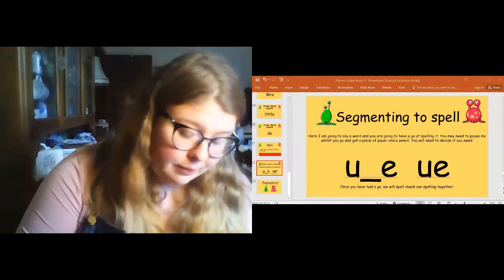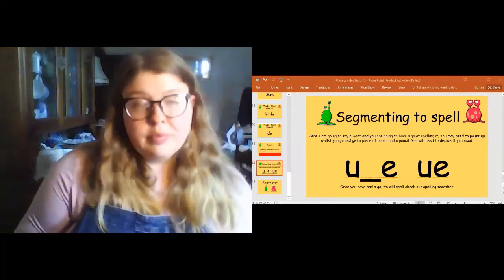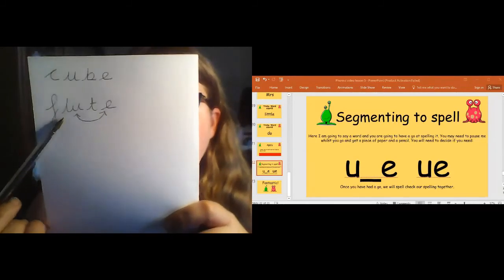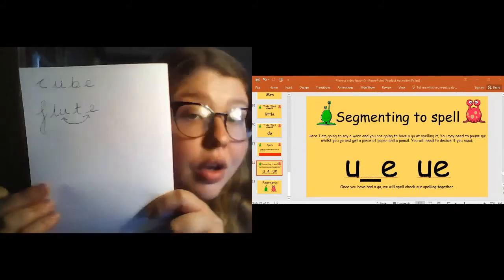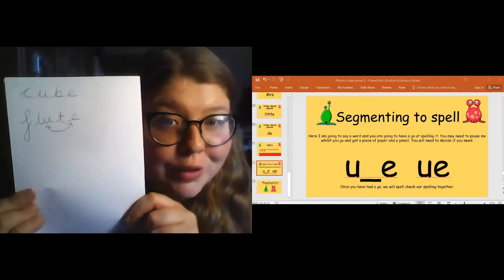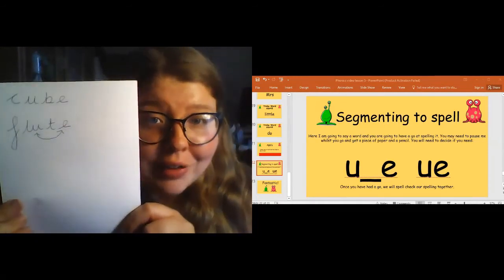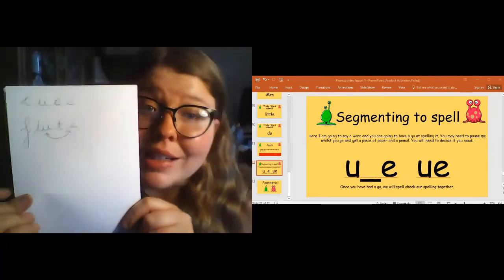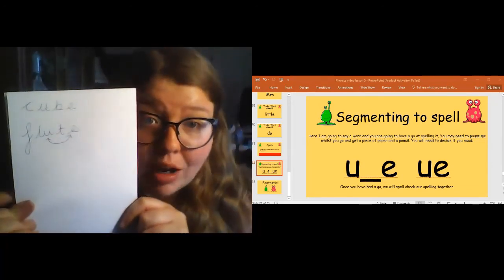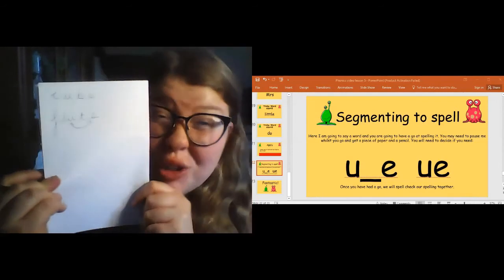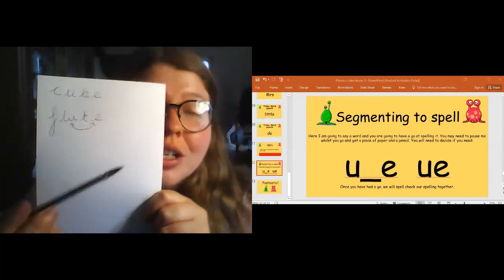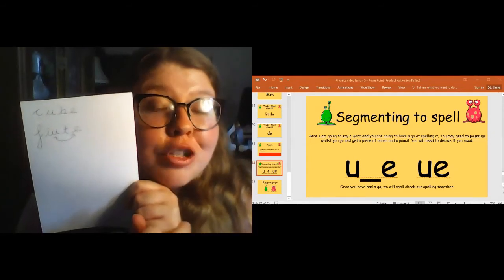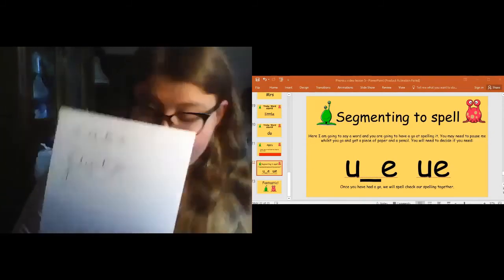Have a go at spelling the word flute. Ready? This is the word flute. Flute. Flute. Did you spell it correctly? Well done. If you didn't, don't worry. Remember what I said? Even adults get their spellings wrong sometimes, and sometimes teachers do too. So just have another go next to it, and you'll be a spelling extraordinaire in no time.